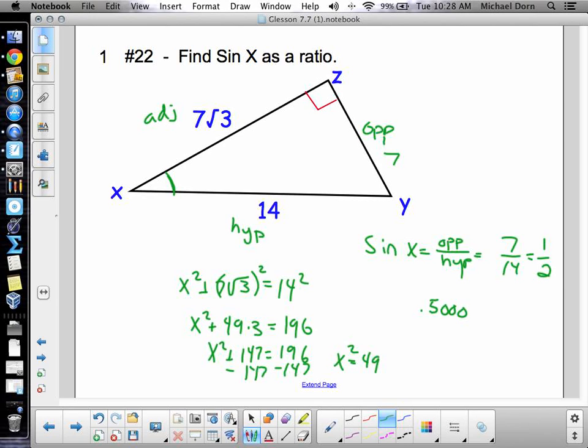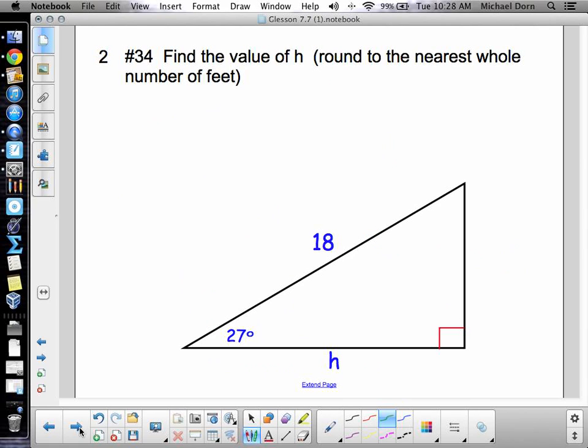Nonetheless, we can set up our ratio. And because it's a special triangle, we know this angle has to be what measure? 30 degrees, yeah. All right. You weren't asked to find that, but that's okay.